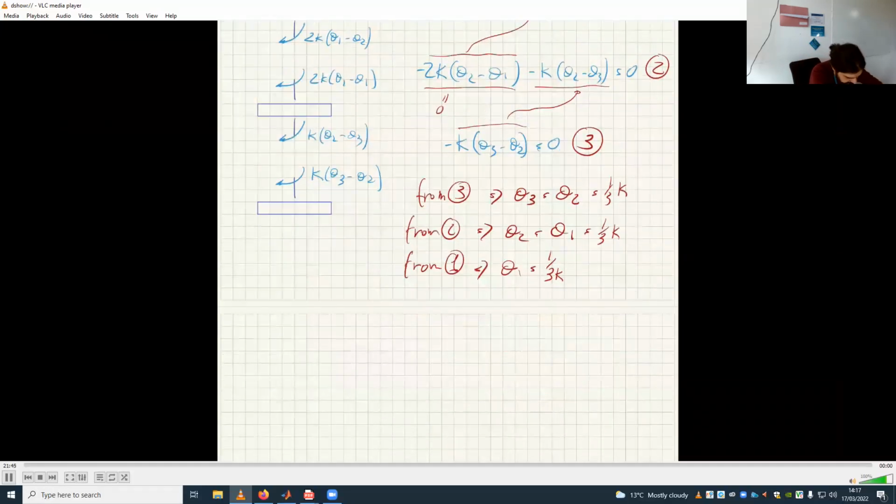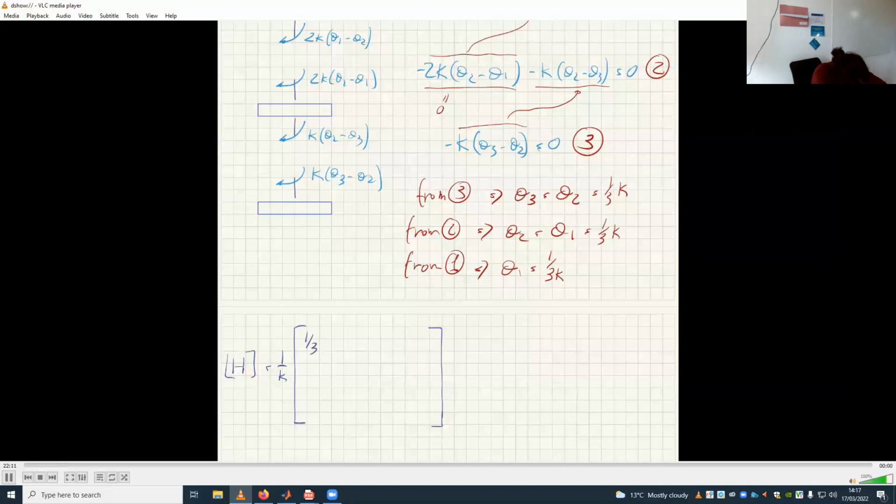So my flexibility matrix H equals 3 by 3, and I just found it's 1 over k times 1/3, 1/3, 1/3. I found my first column of my flexibility matrix.